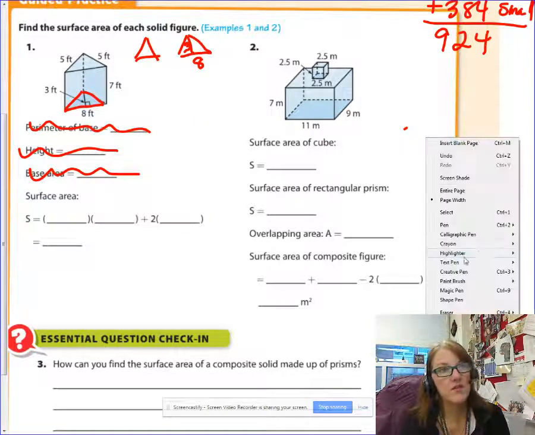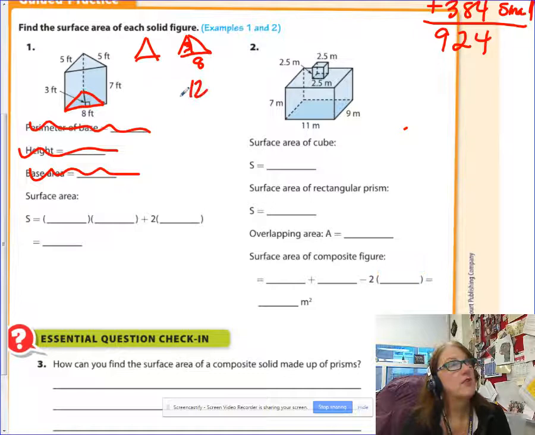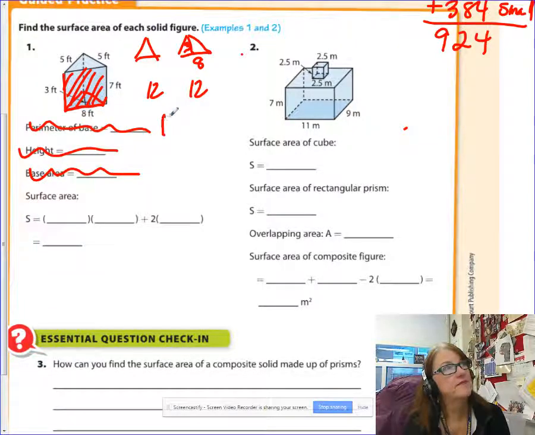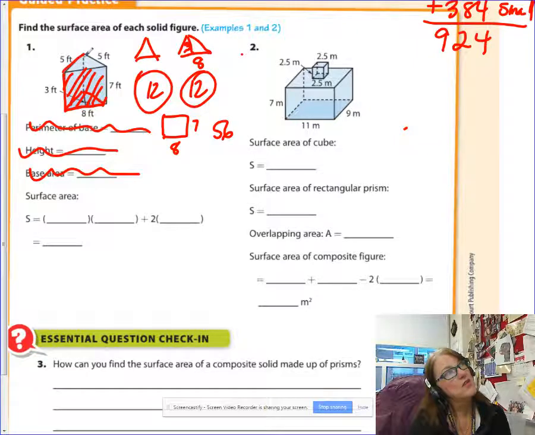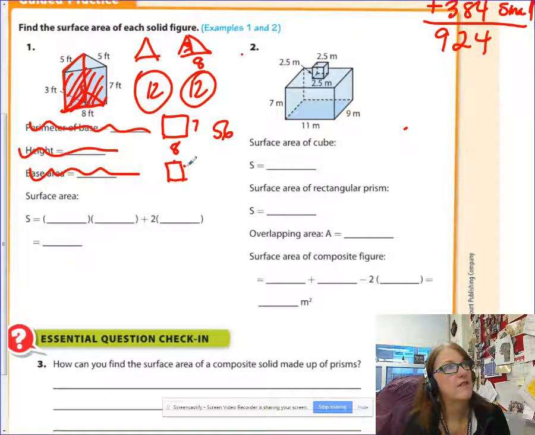So the area of one of these triangles is 12. But you have two of them, okay? 12 and 12. All right, now here's the kicker. You've got these three rectangles. This one in the front is 7 by 8, okay? So that gives me an area of 56. Then you have these two rectangles in the back that happen to be 5 by 7. You have two of those, so that's a 35 and a 35, okay?